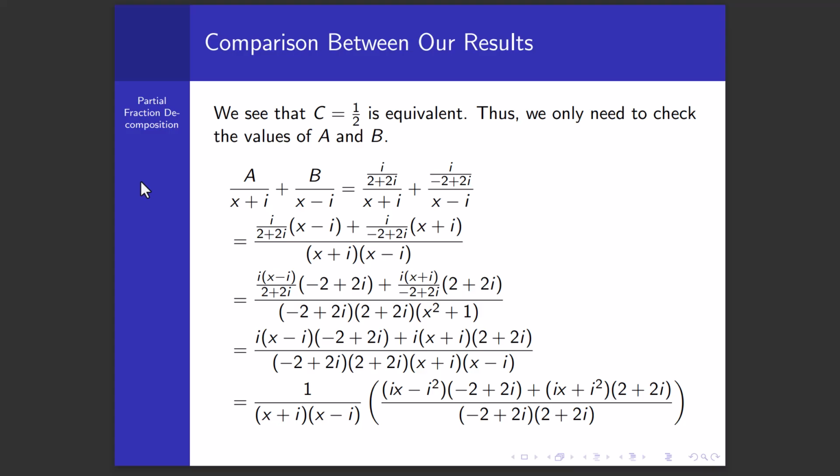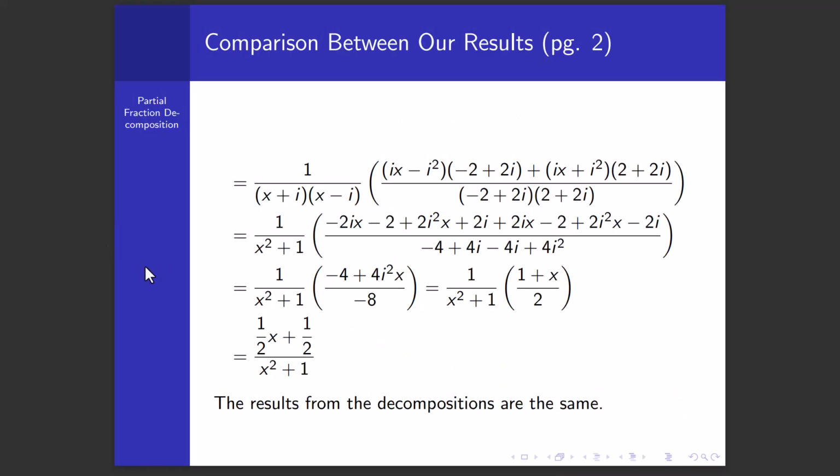So here we go ahead and take the a divided by x plus i plus b divided by x minus i. And we combine those two pieces of the decomposition. And as you can see here, it can get pretty rigorous and pretty intense. But when we go through all the details on these two slides here, we end up with 1/2 x plus 1/2 divided by x squared plus 1. And that was our result when we factored this over real numbers. So the decompositions are indeed the same.